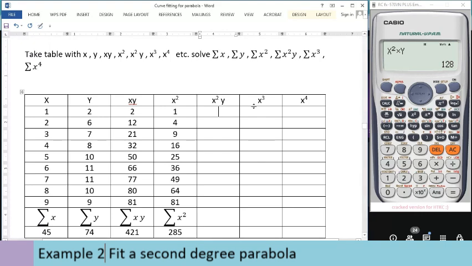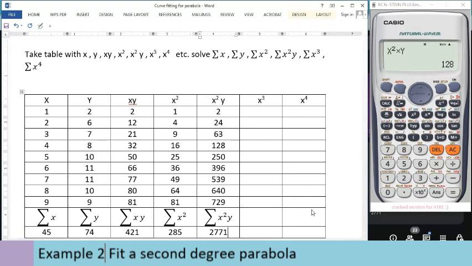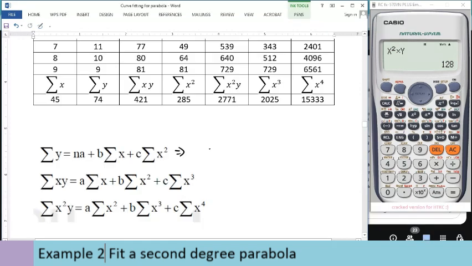So therefore we get x square y as 2, 24, 63, 128, 250, 396, 539, 640 and 729. Can anybody tell me what is summation of this? Summation of x square y. Please check the answer. Similarly, you can go for x cube. Summation of y is 74.